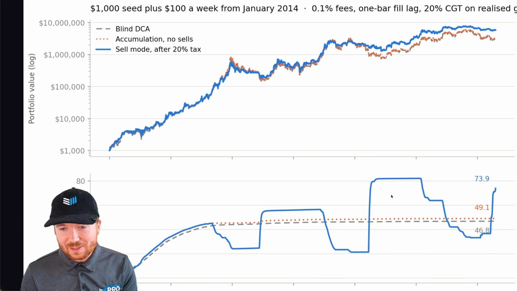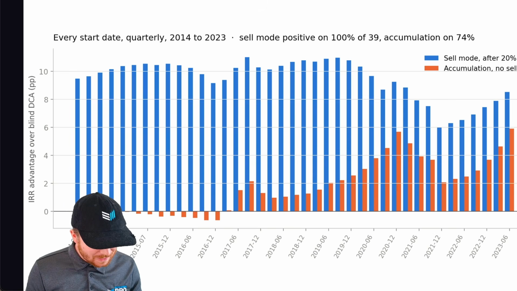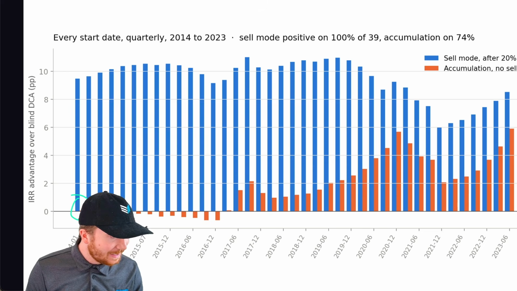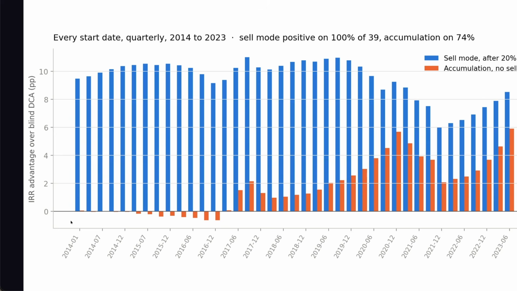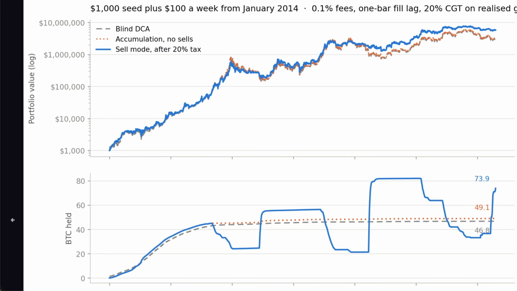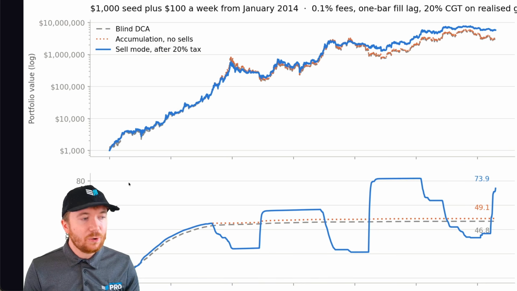So if we actually just go back here, this is just the worst time to start. This is the very first bar here, which we can see the outperformance by just accumulation without selling is minuscule. If we'd have done this from any other time, the peak of the bull market, then performance would have been considerably greater. But I wanted as much backtesting history as possible, and this still outperformed blind DCA.